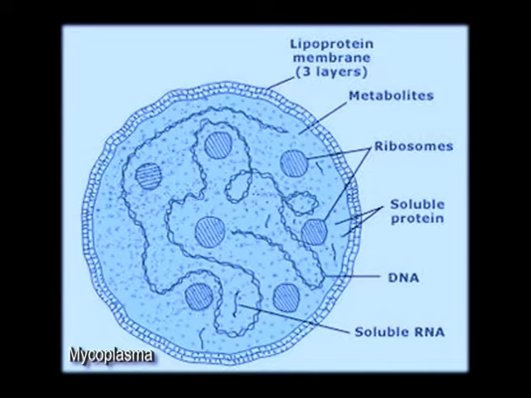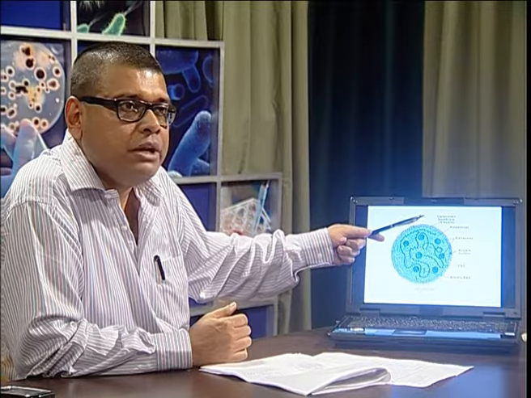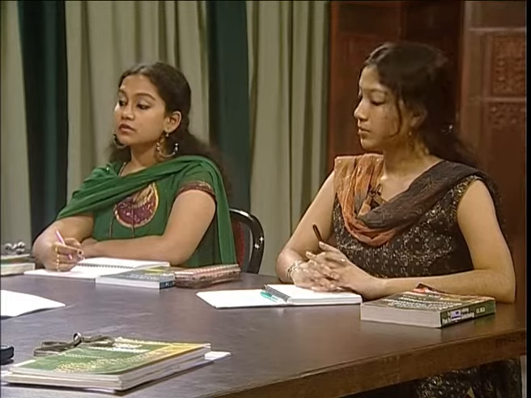You can see in this slide, they have a typical prokaryotic structure, but the outer membrane is a three-layered lipoprotein membrane. So they take different shapes. Because of the changing nature, they are called pleomorphic. Similarly, they can also induce the infection of pneumonia, and so they are called pleuropneumonia-like organism.